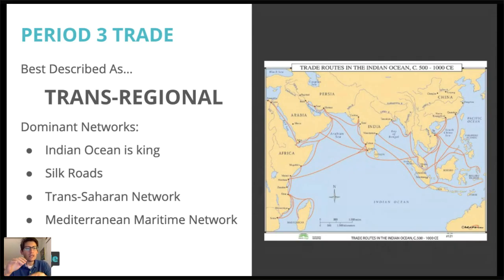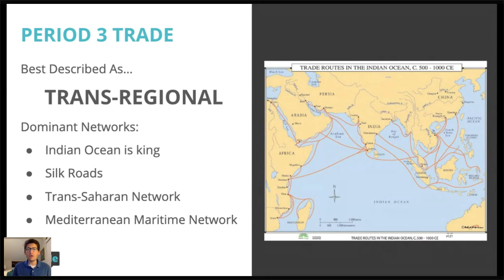Let's take a look at other ways we describe this. So trans-regional, keep that in mind, because period 4 trade we're going to describe as global as opposed to trans-regional. Now, in this time period, it is the Indian Ocean Network which is king. That's why I've chosen the image here of the Indian Ocean Network. But there are several other dominant trade networks. The Silk Roads reach their height in this time period.